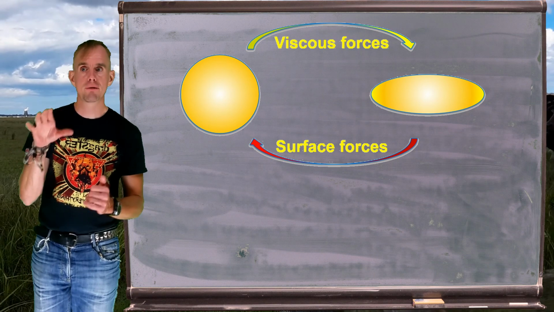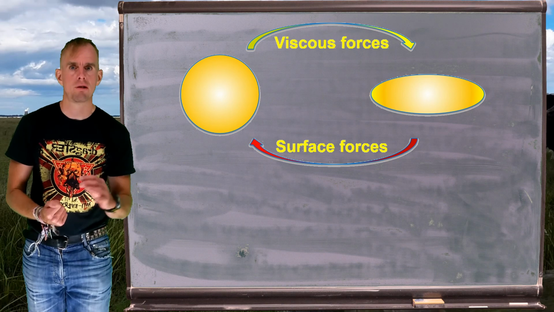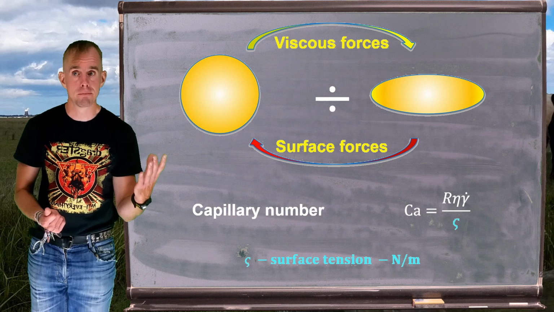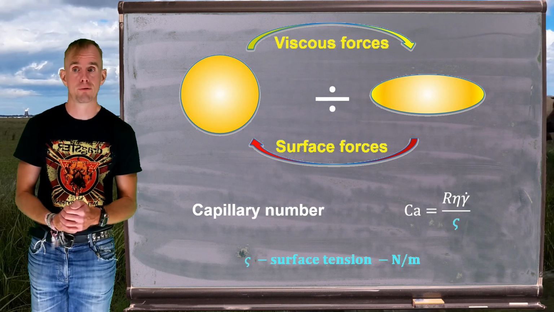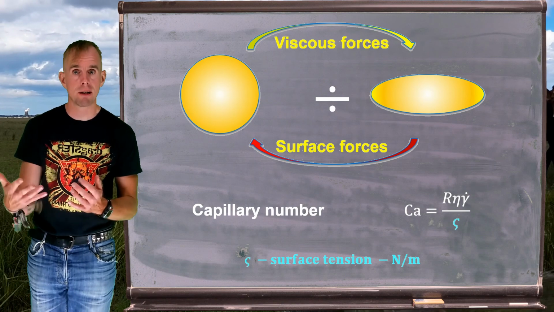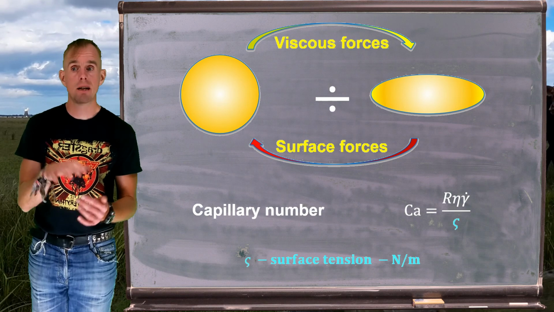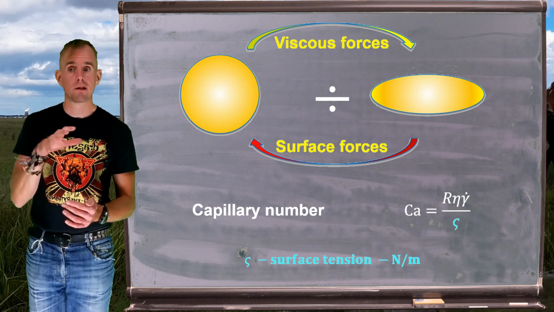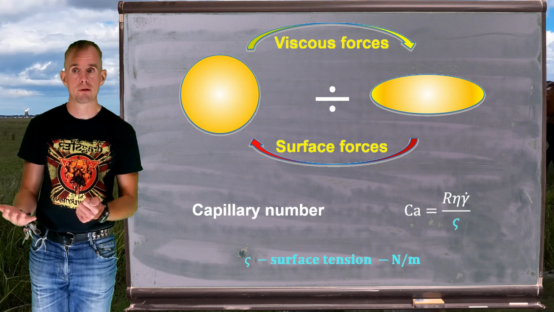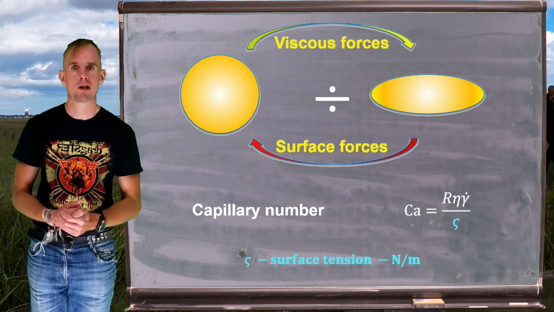Right, so viscous forces and surface forces. The interplay between these two forces is so important that we define a non-dimensional group to describe it, the capillary number. Viscous forces divided by surface forces. Capillary number there I've written on the board is r, the droplet radius, or a measure of radius, eta gamma dot over sigma. Sigma here is surface tension. The surface forces is sigma over r. The viscous forces are eta gamma dot. So we're going to use capillary number a lot in the description of deformation that follows.